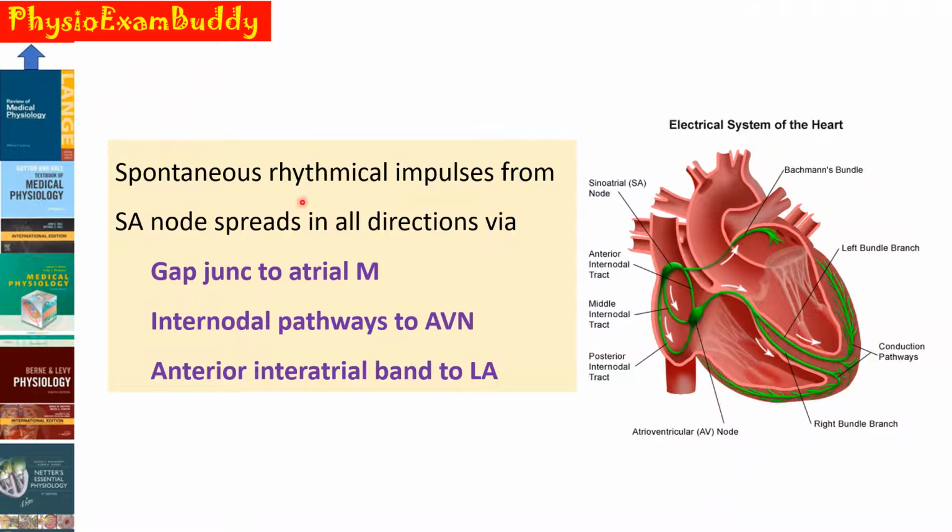And the spontaneous rhythmical impulses from the SA node spread in all directions via gap junctions to atrial muscle fibers, through the internodal pathways to the AV node, and through the anterior interatrial band to the left atrium. So, from the SA node, the impulses can spread to the atrial muscles via gap junction and directly to the AV node via the internodal pathways and to the left atrium by means of an anterior interatrial band.